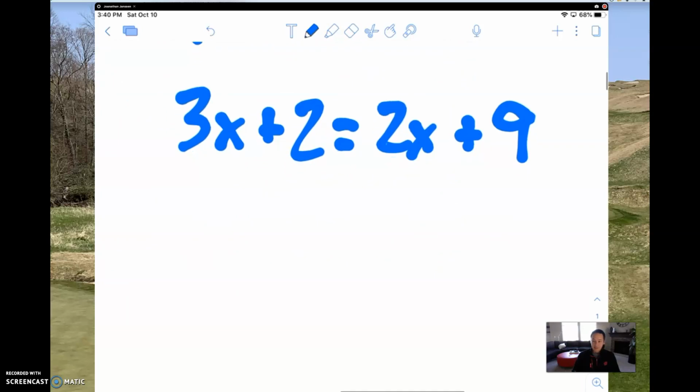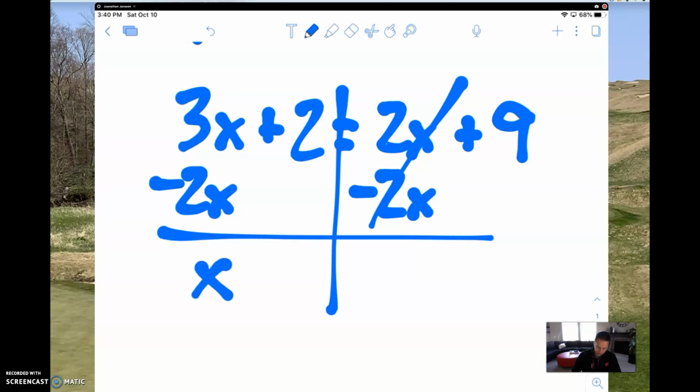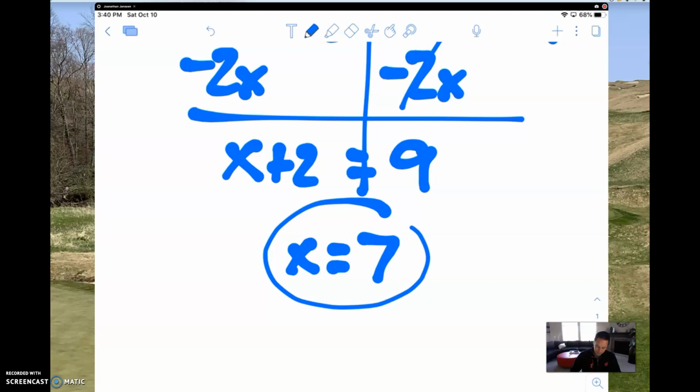Once again, this looks way easier, so we can just move the smaller one. We're going to subtract 2x. And we get 1x plus 2 equals 9. And if you subtract 2 from both sides, you just get x equals 7.